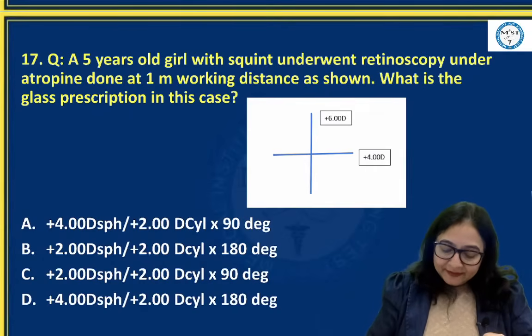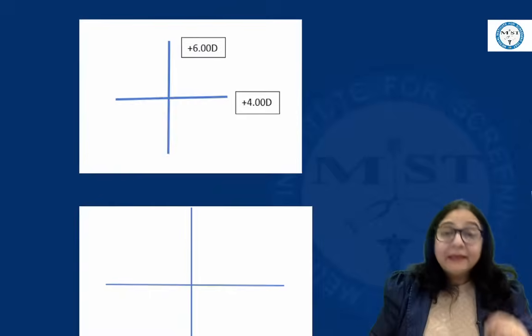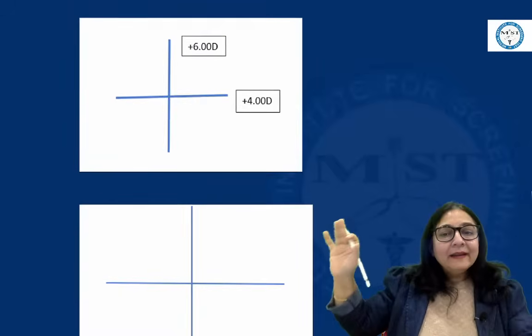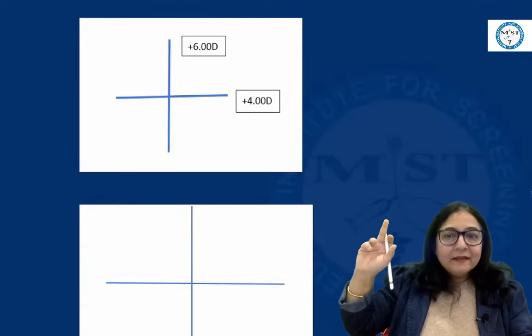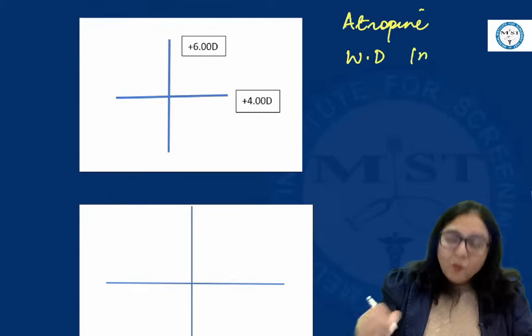So let's solve this. We have done this many times, and I'm sure you have practiced it many times. So this is the retinoscopy. The child had squint, so this was performed under atropine and the working distance given to us is 1 meter.